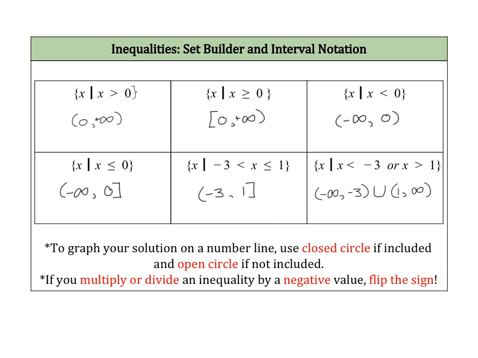A few extra things to remember about inequalities. If you're graphing your answer on a number line, you will use a closed circle if that value is included, so you would color in your circle, or an open circle if it's not included. For example, in this problem, I would have an open circle at -3 because it's not included, and a closed circle at 1. And last thing to remember when solving, if you ever multiply or divide an inequality by a negative value, you need to make sure to flip the inequality sign.